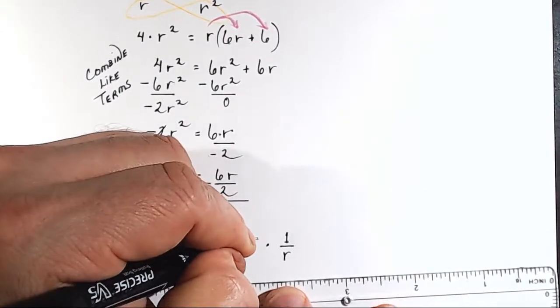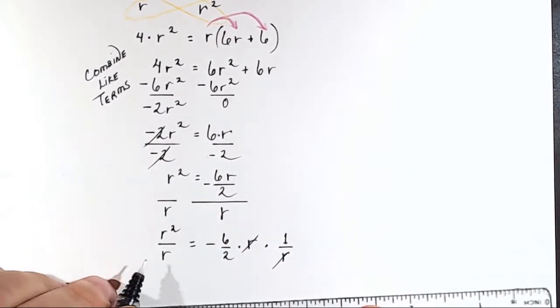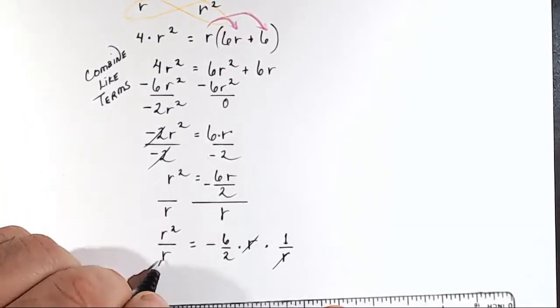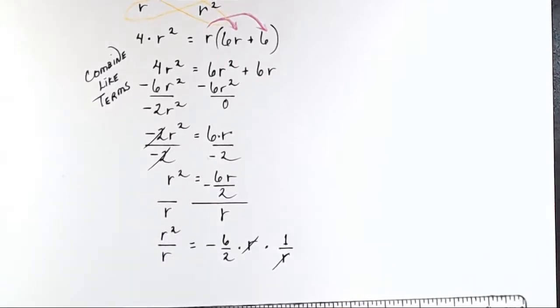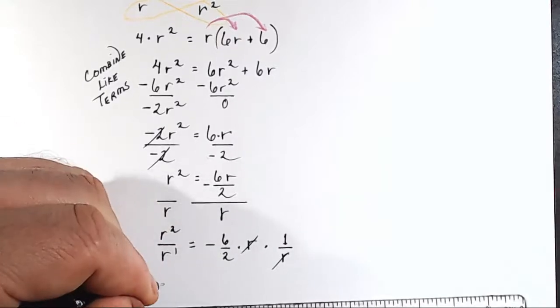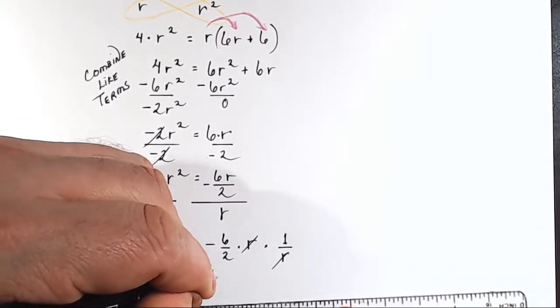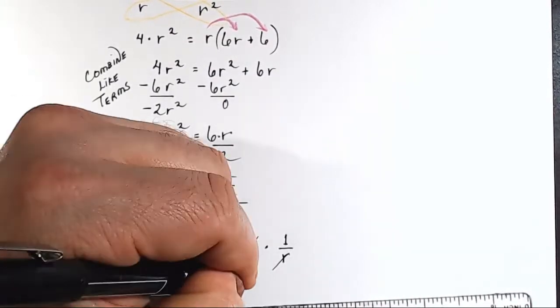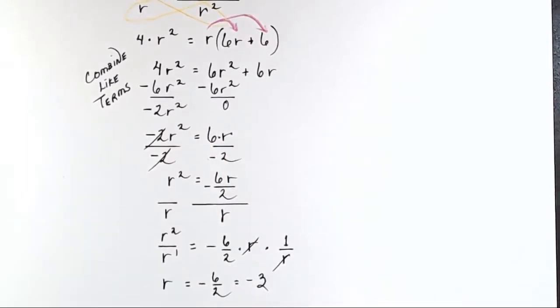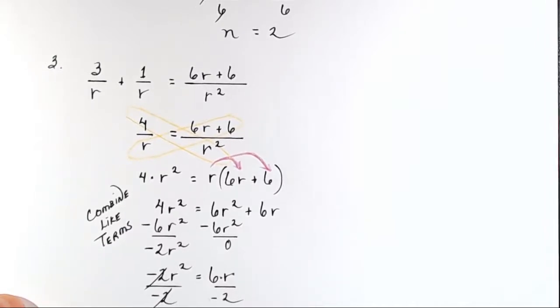And that allows us on the right side to cancel out the r's. Okay, so on the left side, we apply the quotient rule. And remember, the quotient rule would say r squared divided by r. That's r to the first, which is r to the 2 minus 1, which would just be r. So now r equals negative 6 over 2, and that is just negative 3. Okay, so that's how you solve those problems.